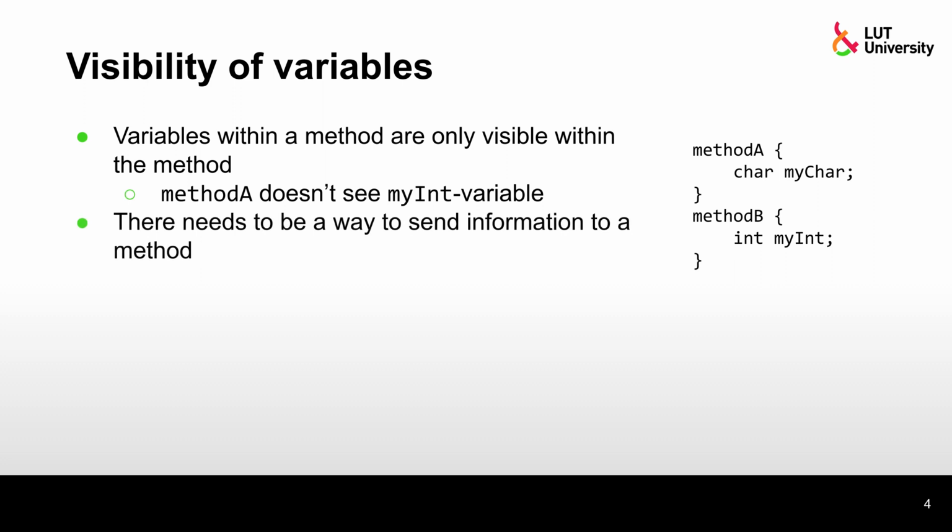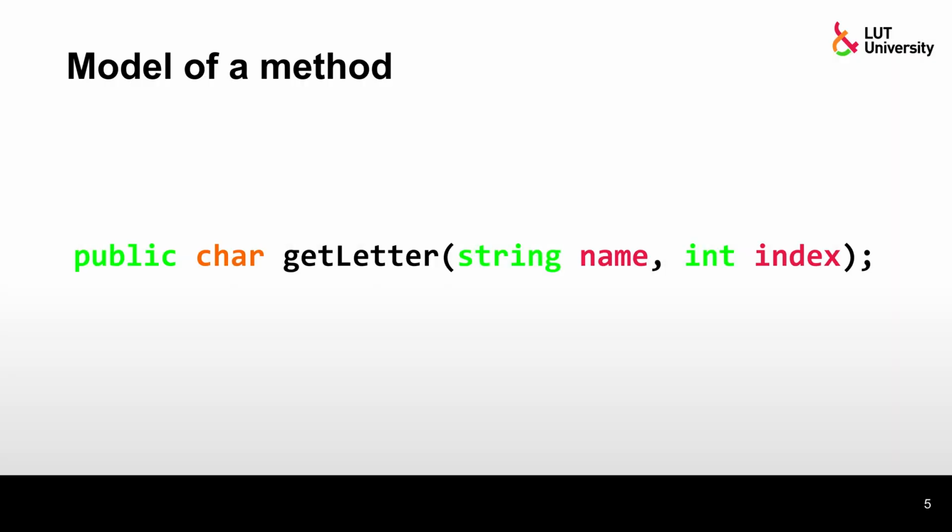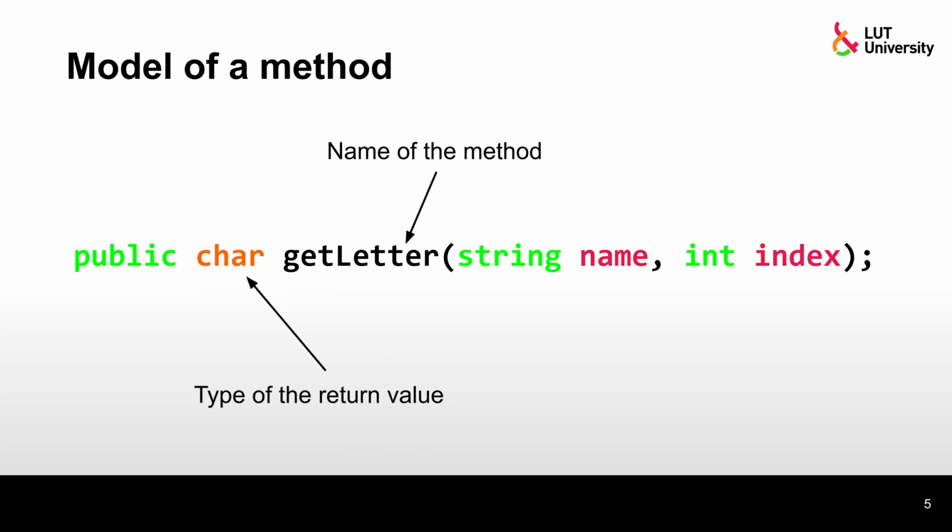So there needs to be a way to send information to a method, and there needs to be a way to receive information from the method. What could it be? So here is a simple definition of a Java function called getLetter, and getLetter is the name of the method. Then there is a return type, the type of the return value. What is getLetter returning? It's returning only one character, so the return value type is char.